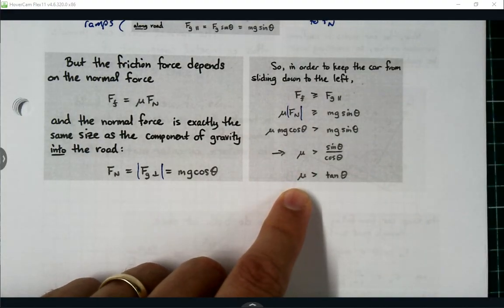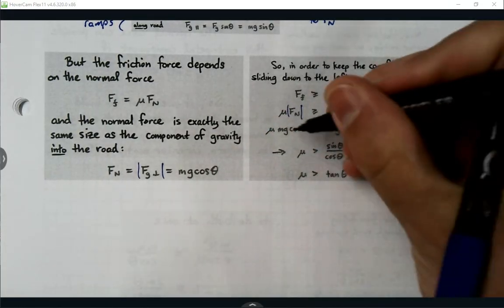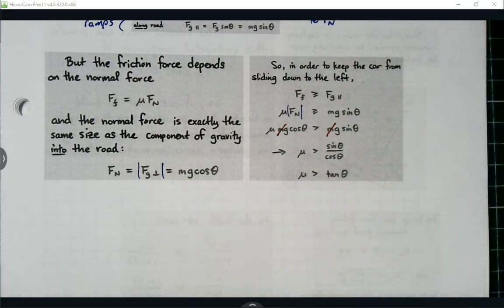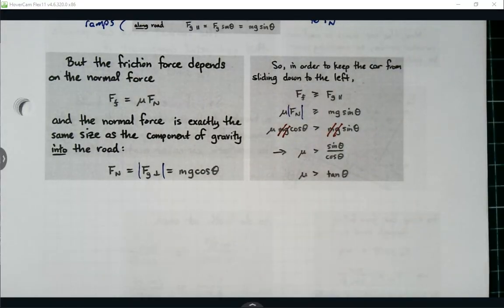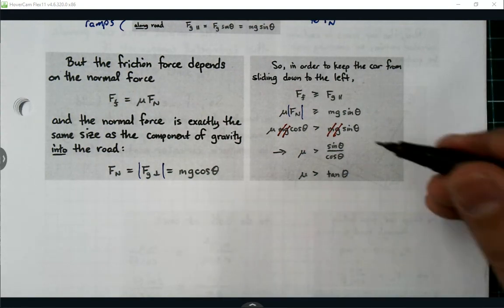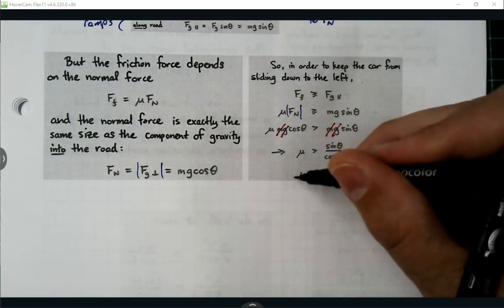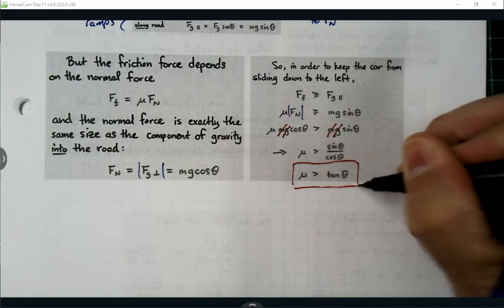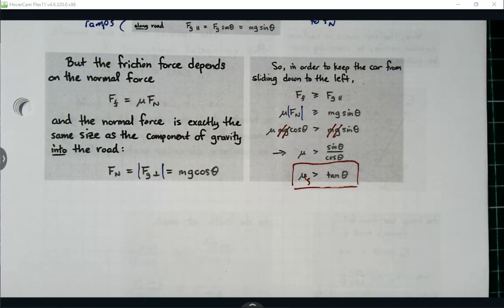But again, something interesting happens. Notice that there's a mass on both sides, and so we can cancel out the mass. And then something even better happens. We even cancel out gravity. And then something even better happens, and I get like the tingles. Look at this, sine theta divided by cosine theta, tan theta. You're like, holy smoke! If you're on a straight road, the coefficient of static friction, mu s, has to be greater than tan theta for that banked straight road. That's all we need to keep us on the road and not slide sideways.